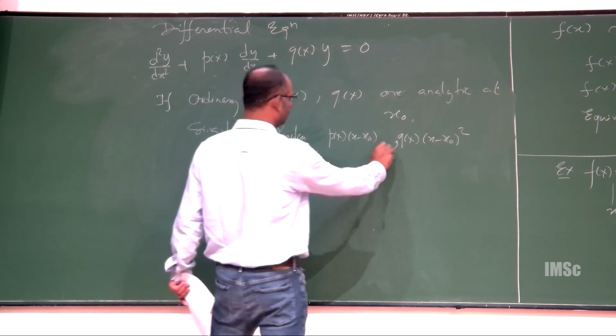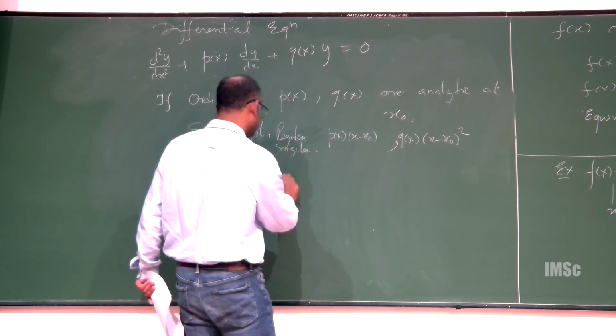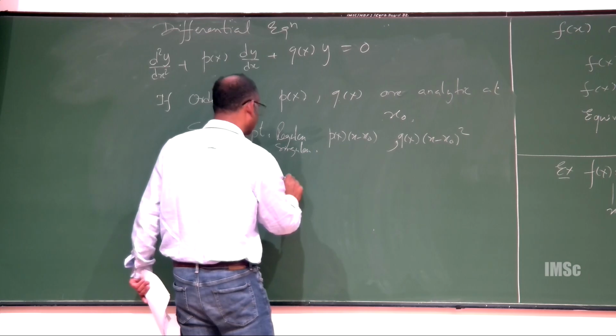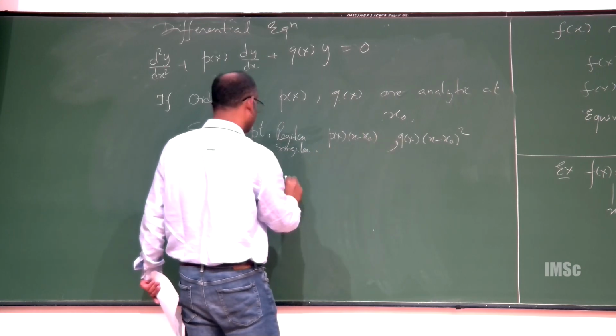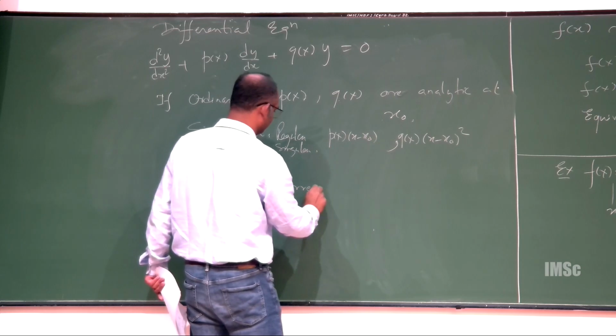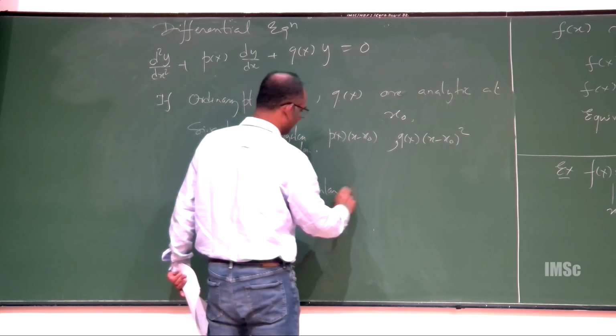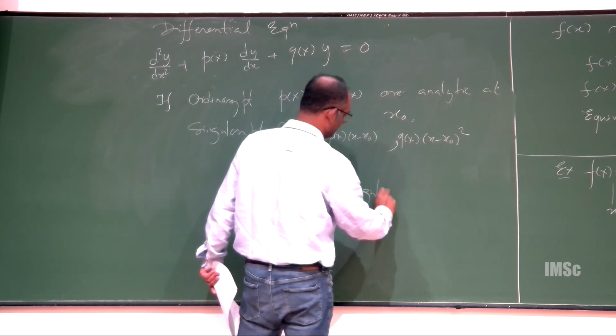If this is not true, if either or both of these products are not analytic at x naught, then you say it's an irregular singular point.